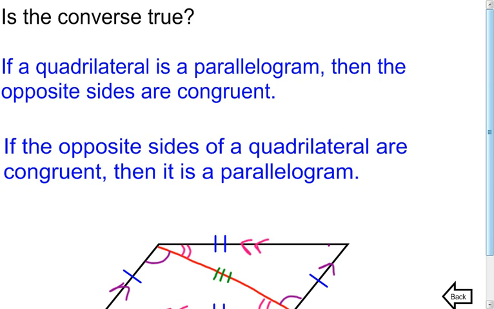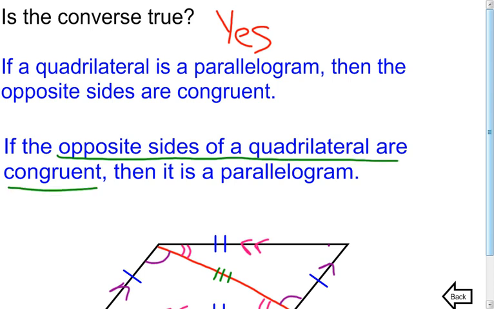So is this one true? Yes, it is. Which tells us if you ever have a four-sided figure, a quadrilateral, where you know the opposite sides are congruent, then you know that it's a parallelogram.